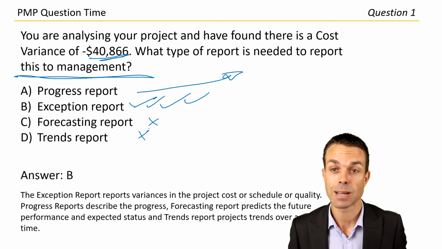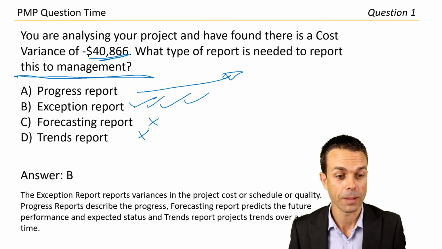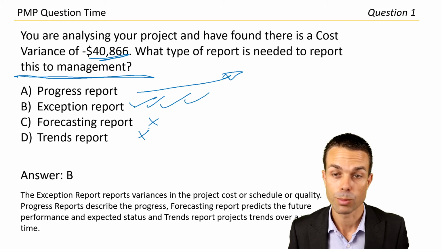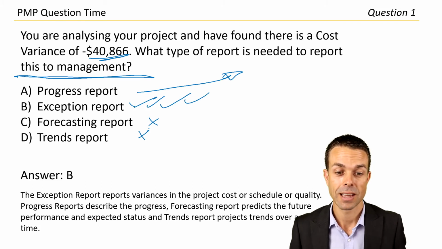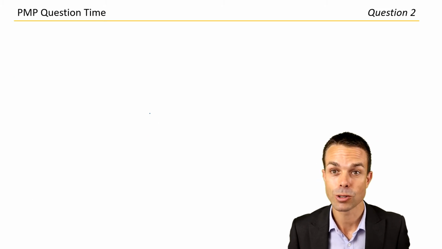Answer B. The exception report reports variances in the project cost or schedule or quality. Progress reports describe the progress. Forecasting report predicts the future performance and expected status. And trends report projects trends over a period of time. Okay, that's pretty good. Let's go to question 2.